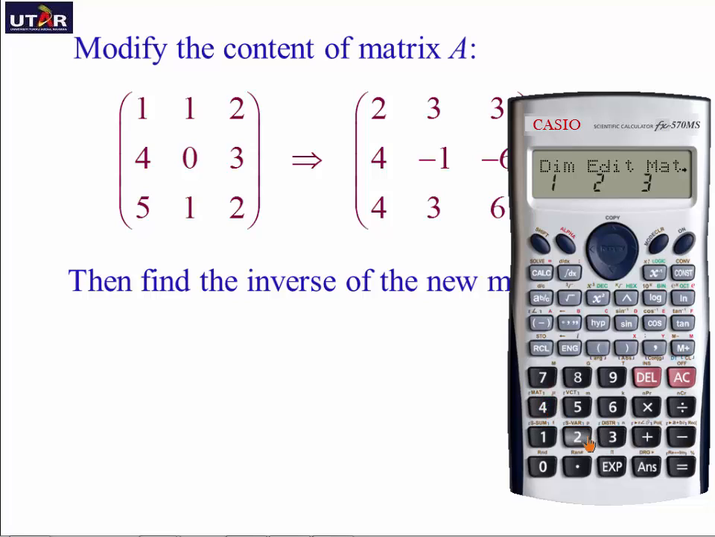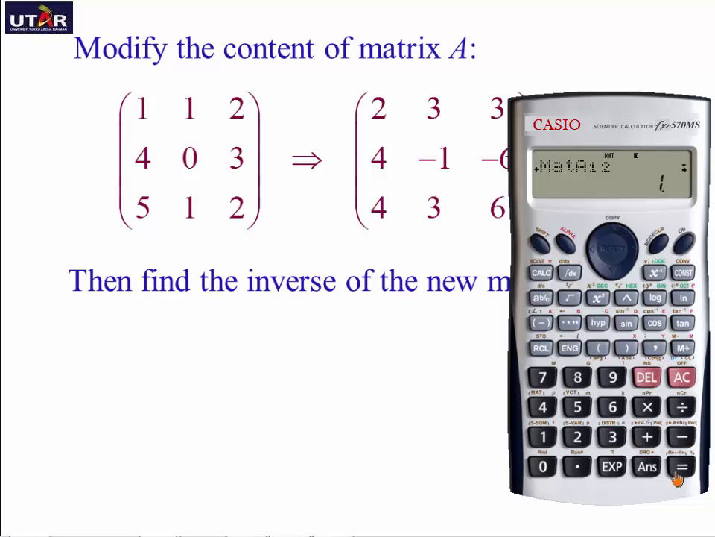Now we choose the menu edit. We are changing the value. Edit. Again, we call out matrix A. Row 1, column 1, previously is 1. Now I want to change it into 2. So I press 2 equal.